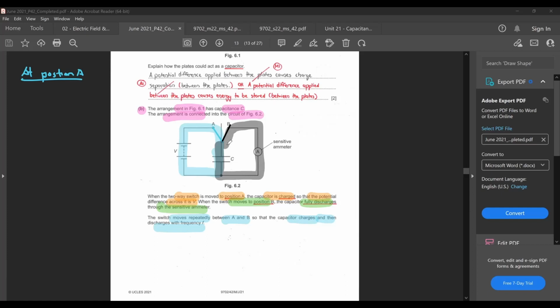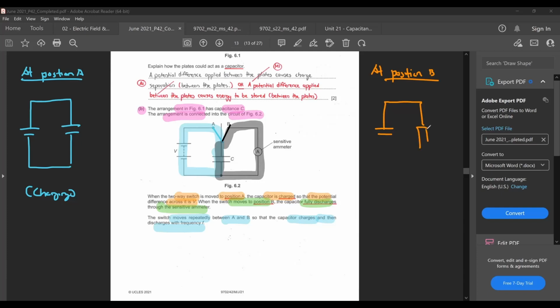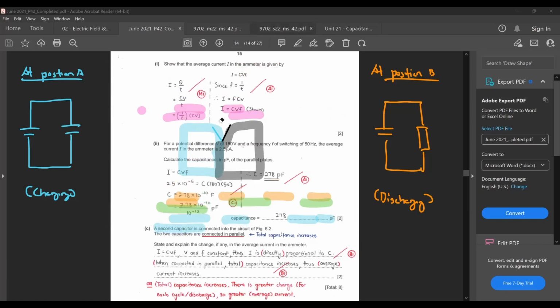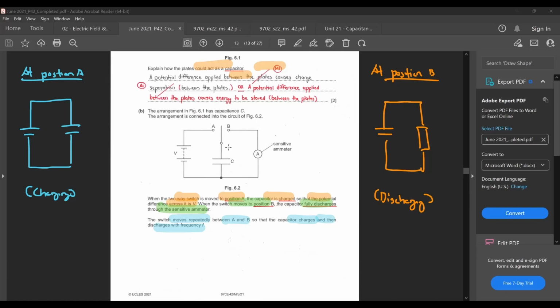So if I try to redraw it for you, this one is your voltage supply, this one is your capacitor, trying to charge up. This is charging. And then if you are at position B, you are no longer connected to your voltage supply. Instead, you are connected to your resistor. So this one is actually discharging. Okay. So when you move between A and B, you are continuously charging and discharging. Okay, so from here, show that the average current I in your ammeter is given by I equals CVf. Your ammeter is actually this one here.